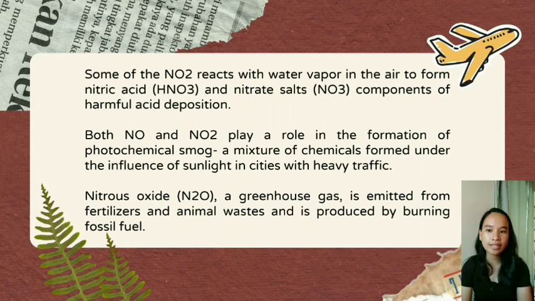Some of the nitrogen dioxide reacts with water vapor in the air to form nitric acid and nitrate salts. Both are components of harmful acid deposition. Both nitric oxide and nitrogen dioxide play a role in the formation of photochemical smog, a mixture of chemicals formed under the influence of sunlight in cities with heavy traffic. Nitrous oxide, a greenhouse gas, is emitted from fertilizer and animal waste and is produced by burning fossil fuel.